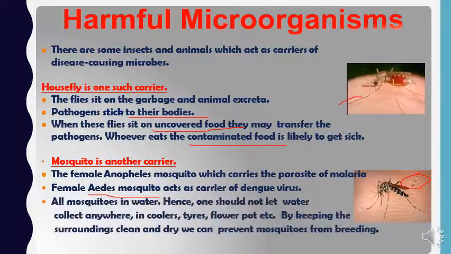Alright. All mosquitoes breed in water, and hence one should not let water collect anywhere. In coolers, in tires, in flower pots, anywhere, we should not allow any sort of water to get collected. By keeping the surroundings clean and dry, we can prevent mosquitoes from breeding, that means reproducing.